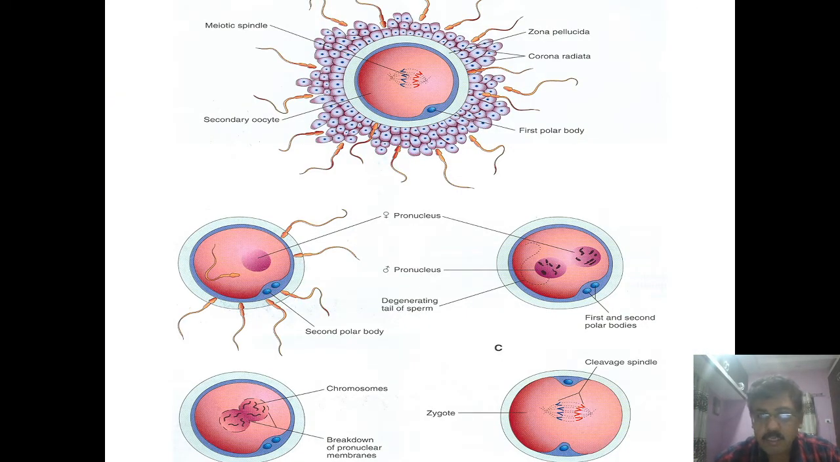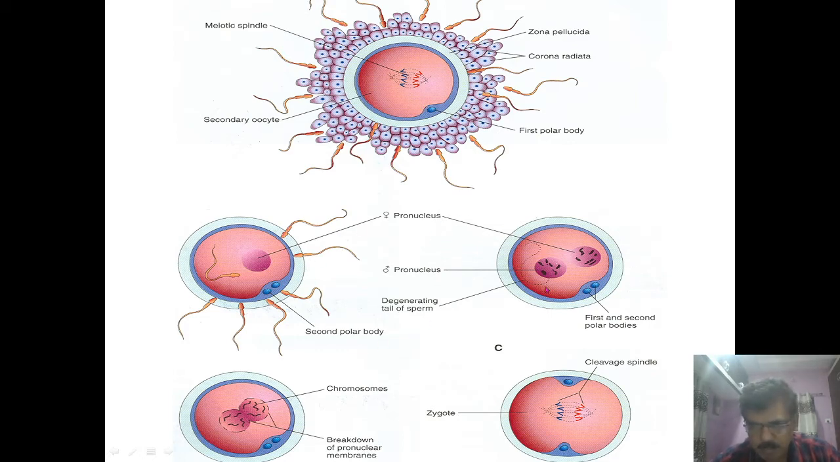You can observe this is the meiotic spindle, and the sperms are trying to enter within the ova. This outermost layer is the corona radiata, then next to it is the zona pellucida and the vitelline membrane. And as soon as this acrosomal content is released, what happens? This zona pellucida layer gets dissolved along with the corona radiata, and the sperm gets entry.